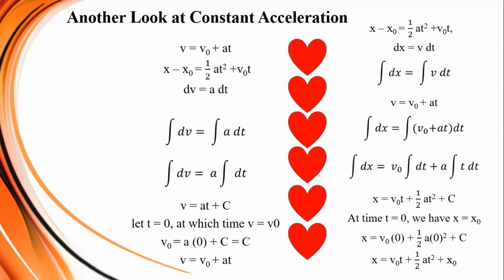Integration now yields x is equal to v0t plus 1 half a t squared plus c, where c is another constant of integration. At time t equals 0, we have x is equal to x0. So x is equal to v0 times 0 plus 1 half a times 0 squared plus c. And finally, x is equal to v0t plus 1 half at squared plus x0.